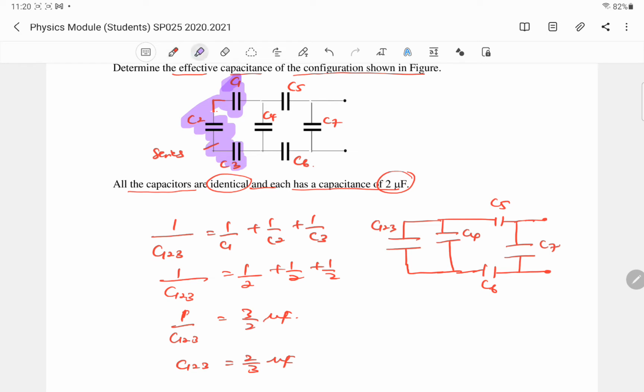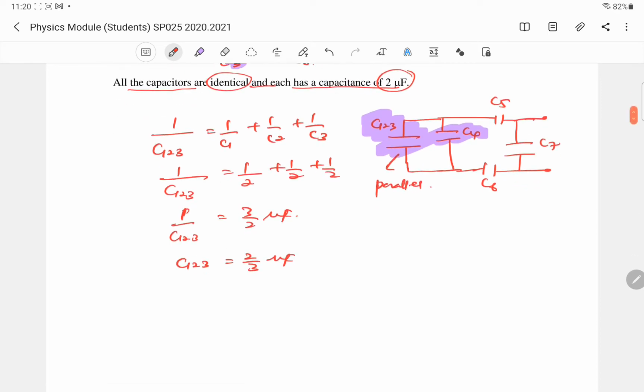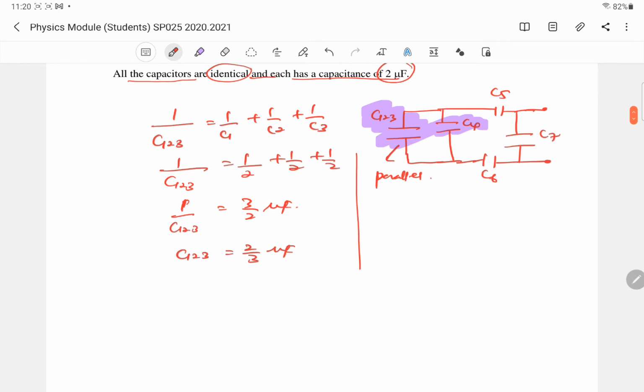Alright, so yang kedua, step number 2, kita dapatkan ini pula. Okay, this one is connected in parallel. So bila parallel kita dapat C1234 equal to C123 plus C4. So C123 is 2/3 microfarad plus dengan 2. So kita dapat C1234 equal to 2.67 microfarad. Okay, itu step number 2. Nanti kita lukis balik.